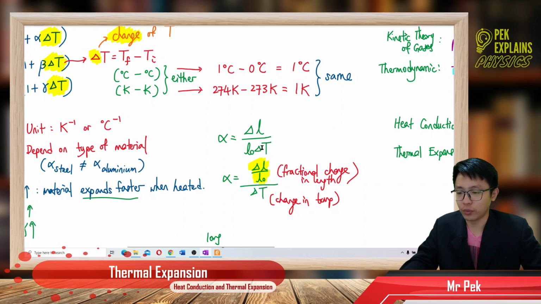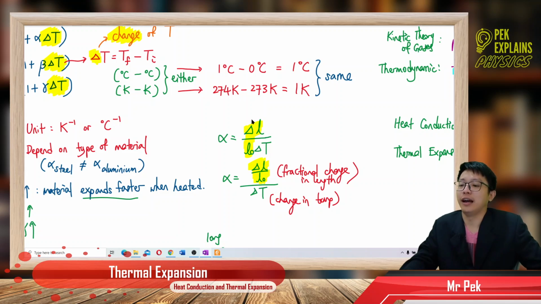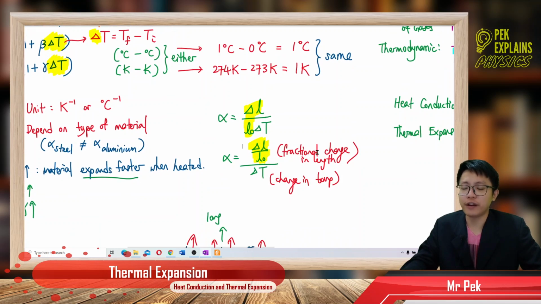Yeah. So do you see that? This delta L and L naught, this one goes above. This delta L over L naught means the fractional change in length. And then below here we still have delta T. Delta T is the change in temperature.